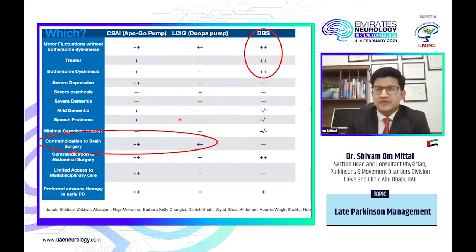If the patient has a history of abdominal surgery, has contraindications to abdominal surgery, we don't have the Duopa pump as an option. You go with the Apo-Go pump. If the patient has very bothersome dyskinesias to dopamine therapy, we know that the Duopa pump will not work. DBS is the best option, or maybe we can try the apomorphine pump as well.